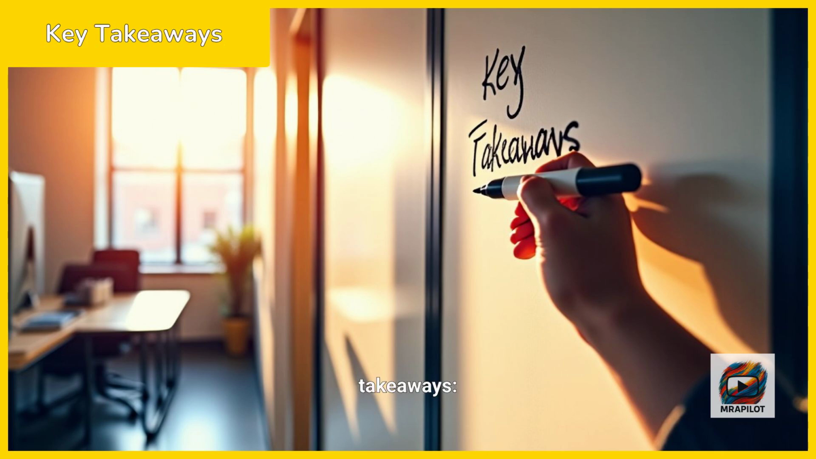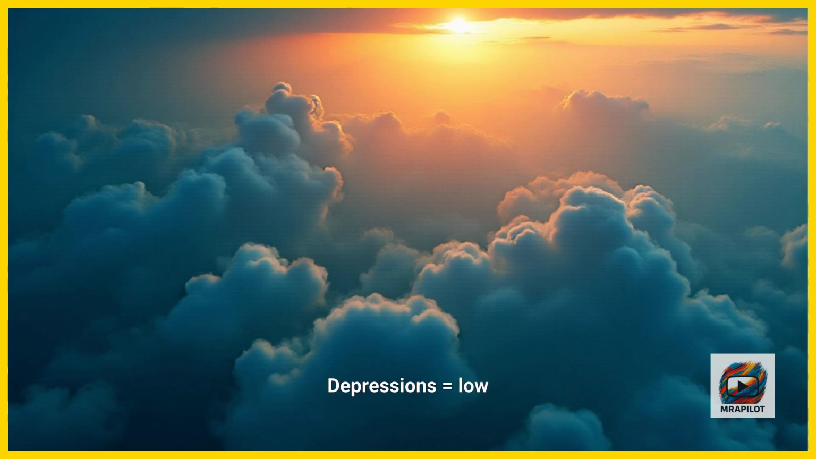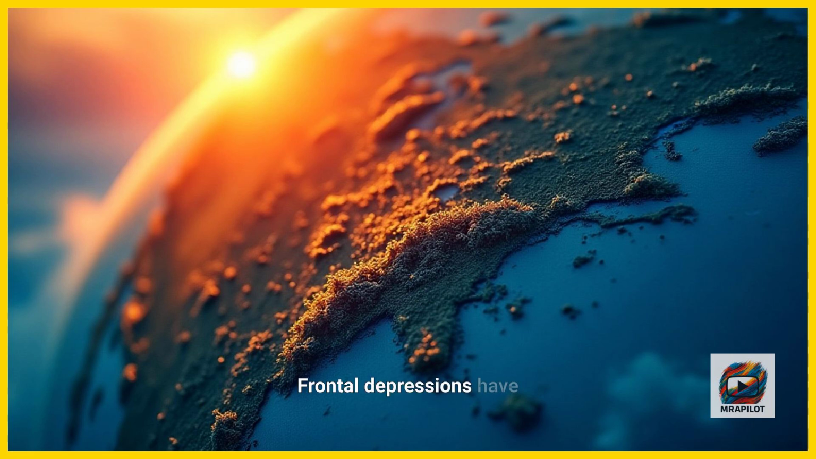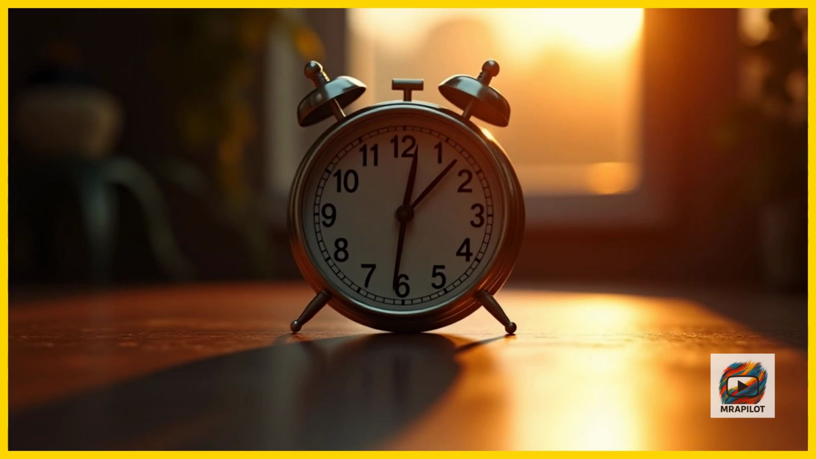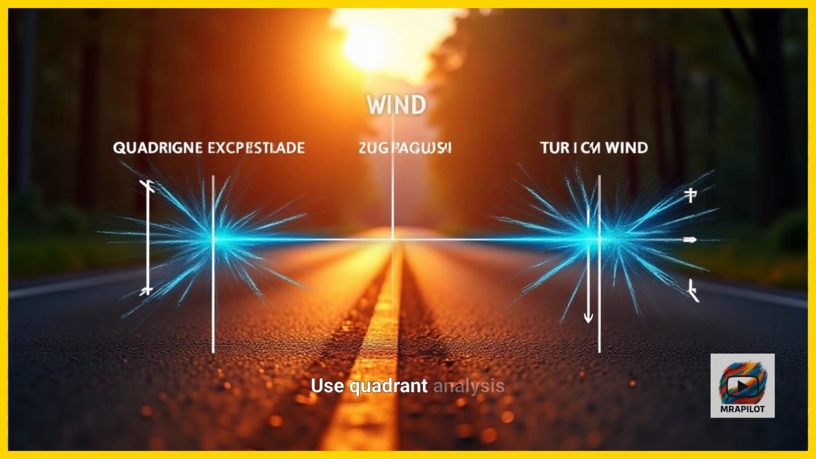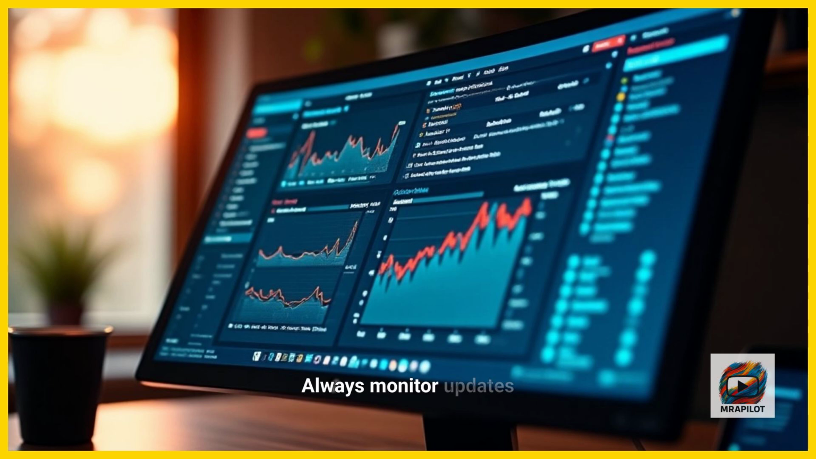Let's wrap up with key takeaways. Depressions equals low pressure plus rising air equals cloud, wind, and precipitation. Frontal depressions have warm and cold sectors with unique flight challenges. Watch pressure changes and frontal timing. Use quadrant analysis for wind and turbulence expectations. Always monitor updates and plan alternate strategies.